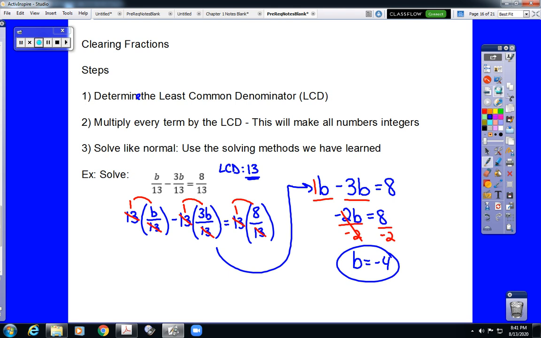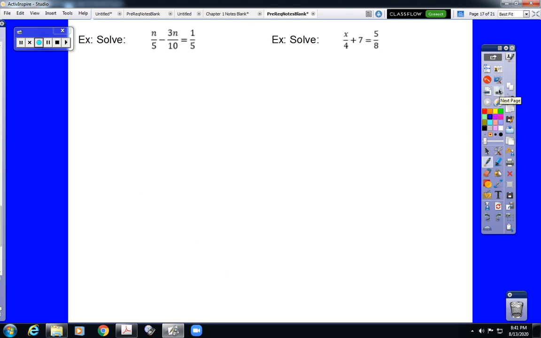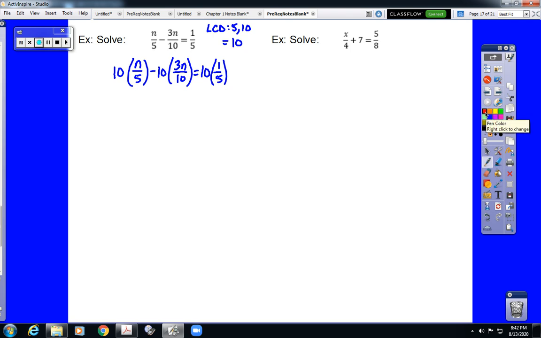Let's look at a harder one. So here's a couple that are going to take a little bit more thought. The first one here has denominators of 5 and 10. So we need to think, what's the LCD of 5 and 10? Well, that would be 10. Okay? So we're going to do 10 times n over 5 minus 10 times 3n over 10 equals 10 times 1/5. Now when we do that, what happens is we have to go through and divide.